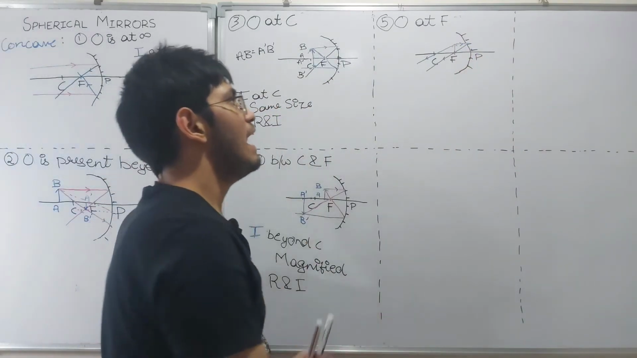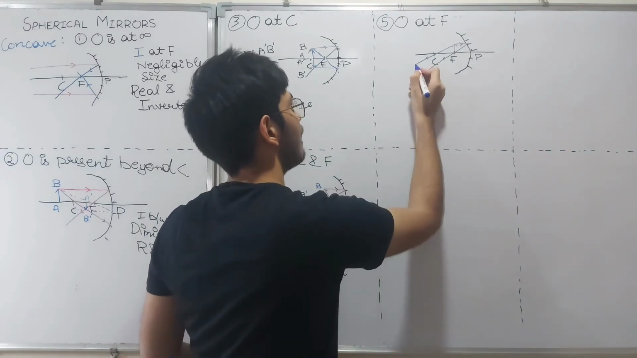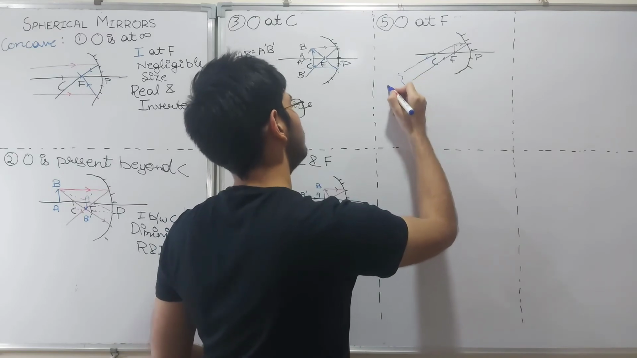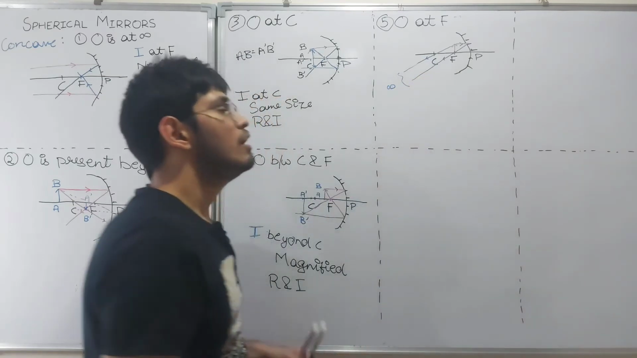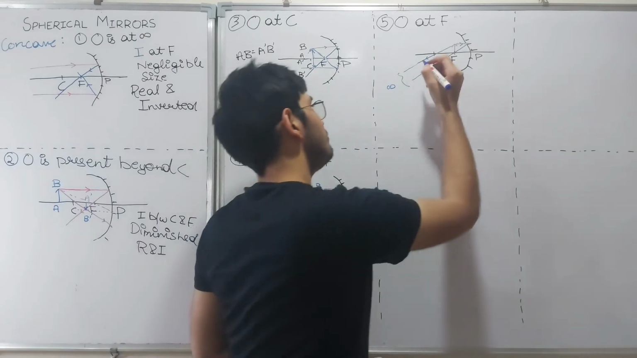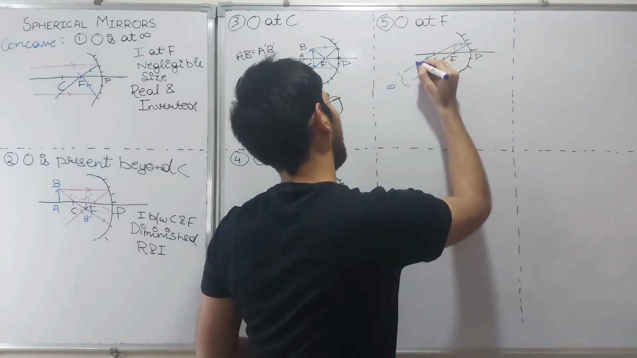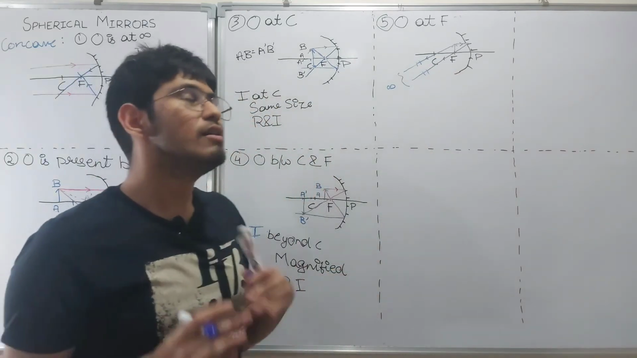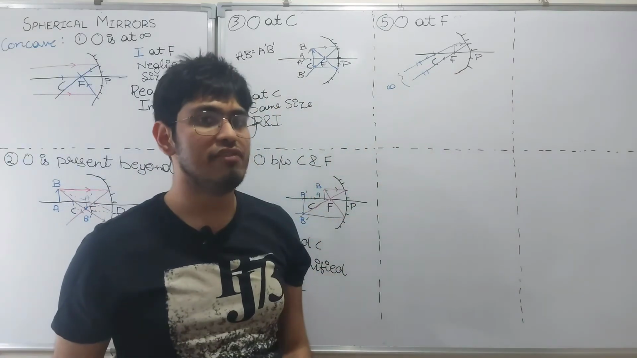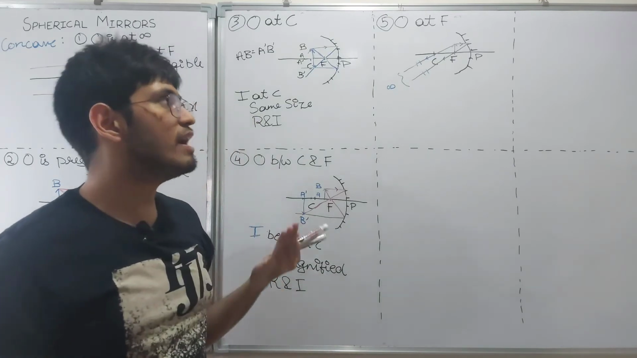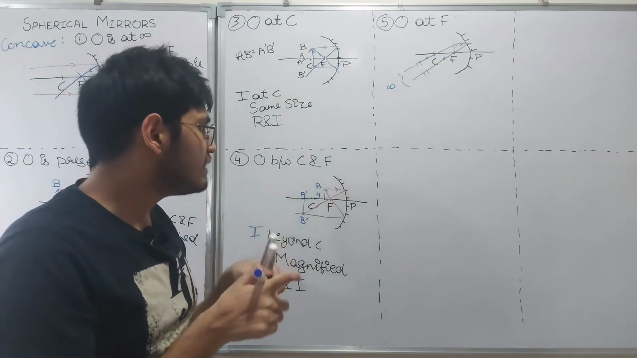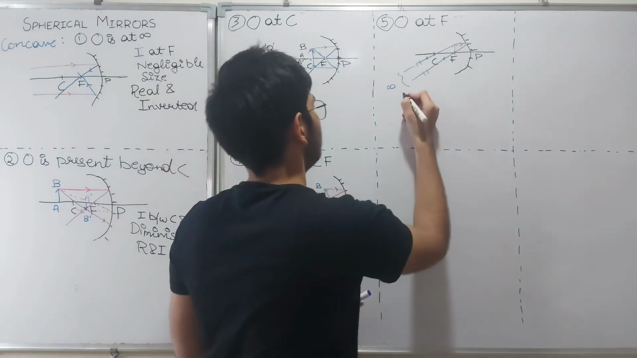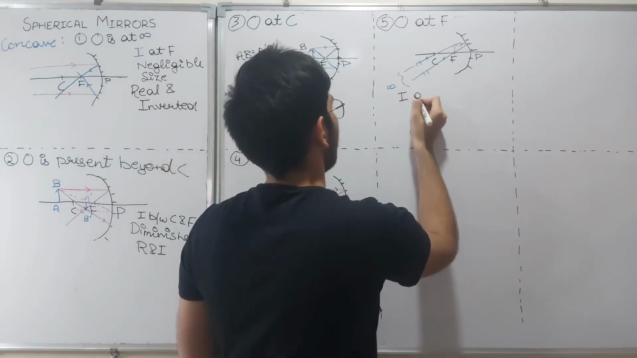You will notice that these two lines will never meet. They are going to meet at infinity. These two rays of light are basically parallel to each other. If you draw a fair diagram, you will find that these two lines are parallel to each other and they will basically meet at infinity. And because they are meeting at infinity, we can simply say that the image formed is basically at infinity.